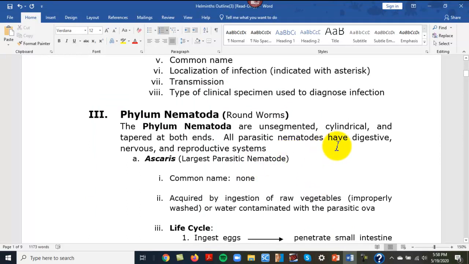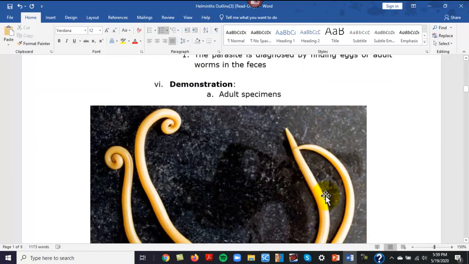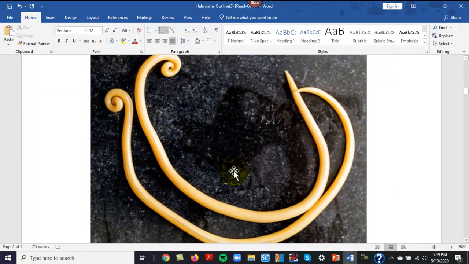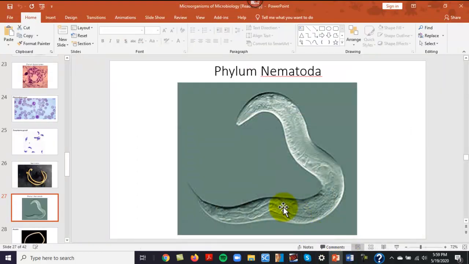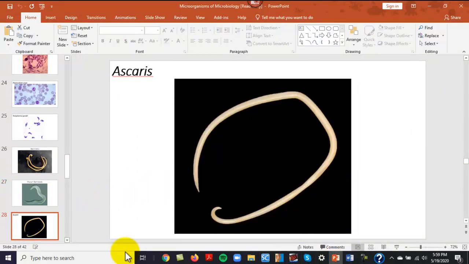All parasitic nematodes have digestive, nervous, and reproductive systems. Not all of them have a digestive system. Tapeworms do not. That's why they have to use the digestive system of a host. Ascaris is the largest parasitic nematode. These down here are Ascaris worms, and they're big. If you're wondering how big that is, I wish I had a ruler there. You're talking, they can get 5 inches long. You don't have to really go to the doctor to diagnose yourself with these. There's one. Those are Ascaris worms.